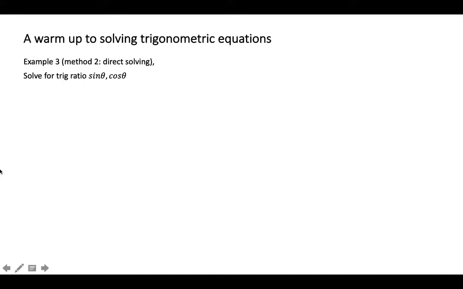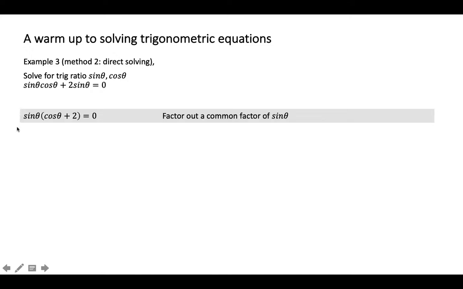So directly solving, I'm going to solve for trig ratios, sine theta and cosine theta. I'm probably able to see, if I look carefully, does there exist a common factor in both terms on the left-hand side? Sine theta. I'm going to factor out sine theta. So what I get is sine theta times cos theta plus 2 is equal to 0. Make sure that you multiply through to double check that you get the same result above.